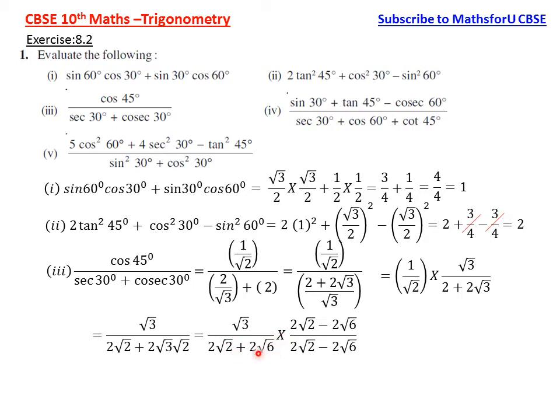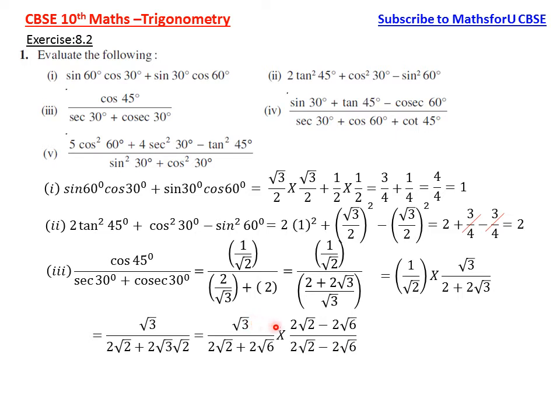Now the denominator 2 root 2 plus 2 root 6 is there, and here 2 root 2 minus 2 root 6 is there. That is a plus b into a minus b format. We can write it as a square minus b square. That is 2 root 2 whole square minus 2 root 6 whole square. When you take 2 root 2 square, root 2 square becomes 2, so here already 2 is there. So 2 square will be 4, 4 into 2 is 8, minus here we get root 6 square will be 6, this will be 4, 24. 8 minus 24 we get.